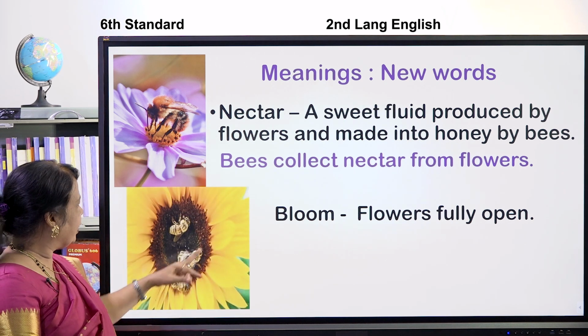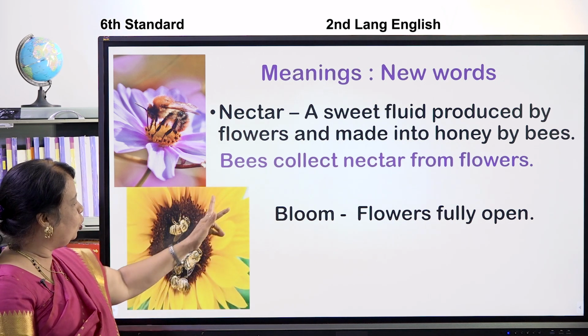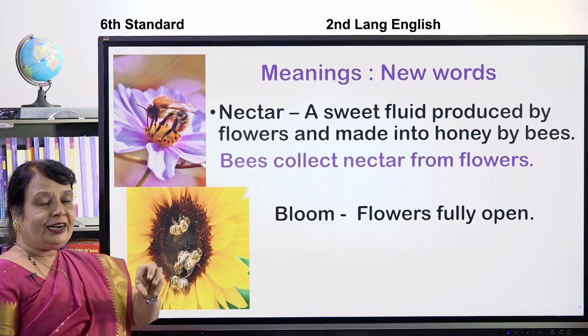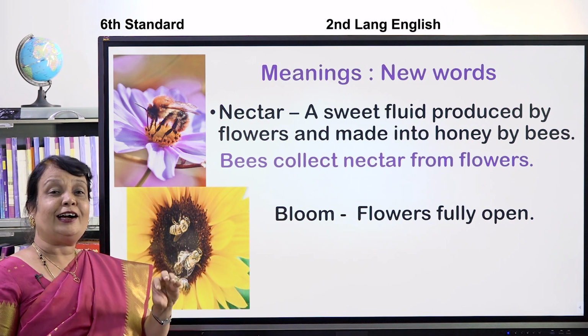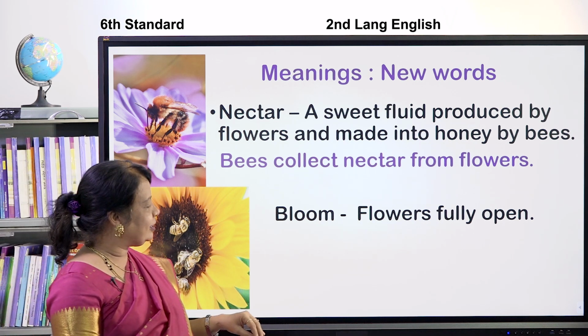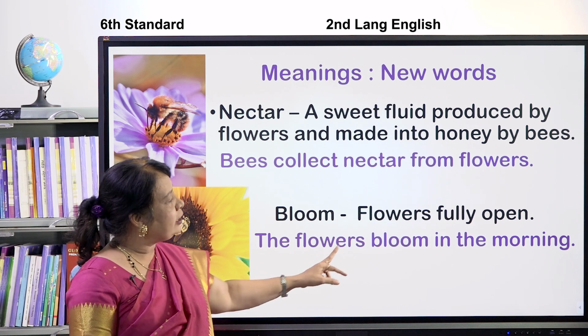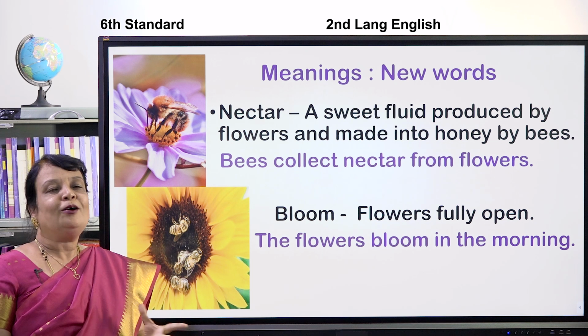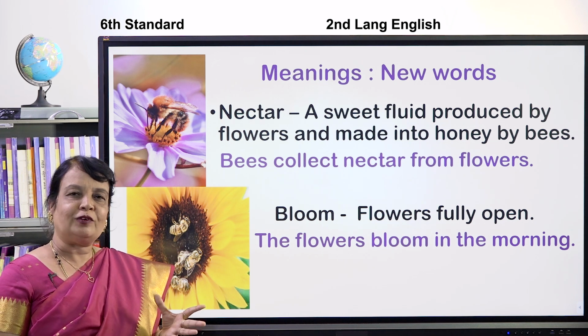Yes, children, you can see the flowers at bloom and there are so many honeybees sitting on that and it is, yes, sucking the nectar. Okay, I have a sentence for you, children. The flowers bloom in the morning. I have 2 more words.